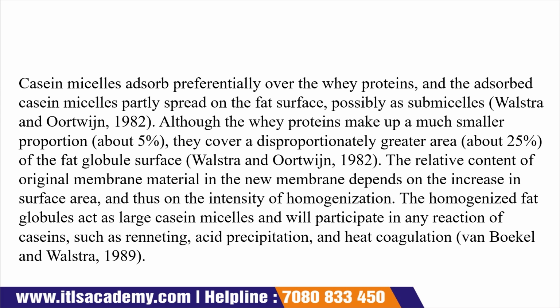Casein micelles adsorb preferentially over the whey protein, and the adsorbed casein micelles partially spread on the fat surfaces. So these casein micelles adsorb over the whey protein. Suppose this is your whey protein. Now on the whey protein, these casein micelles are adsorbed. Now what is the difference between absorb and adsorb?